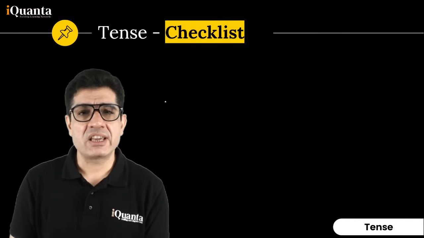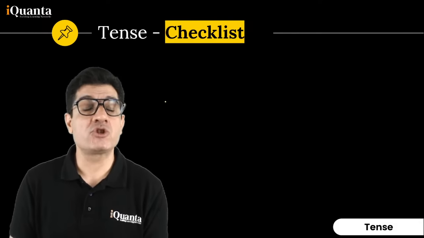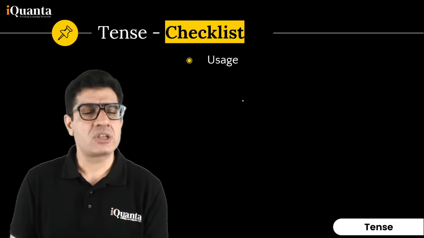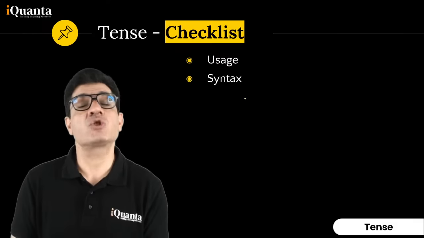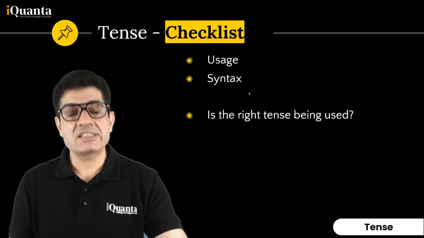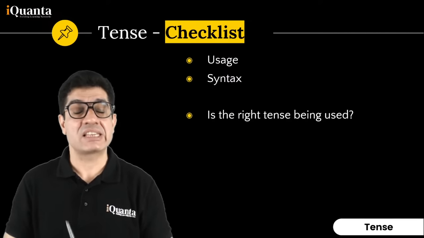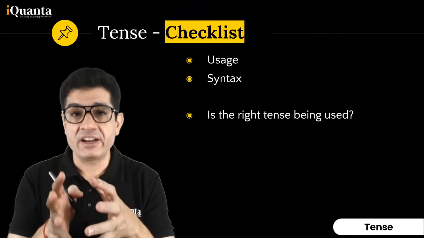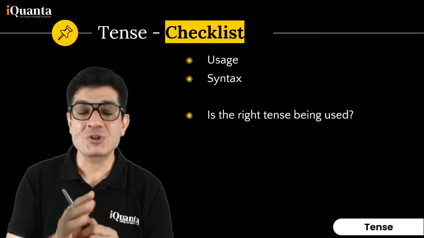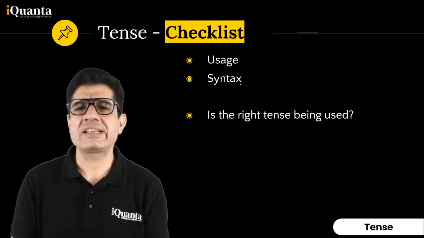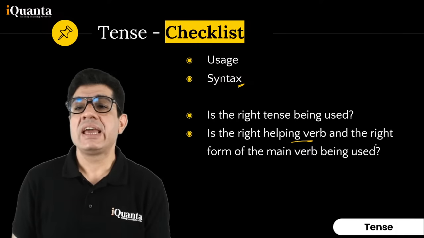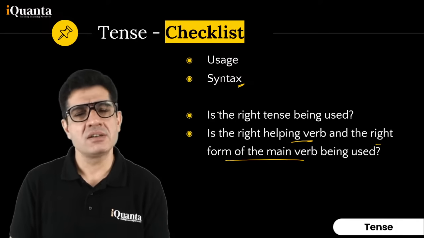Okay, so the checklist is, whenever you see a sentence and you want to be sure that the sentence is okay in terms of tense, you need to check two things. You need to check the usage and you need to check the syntax. In simplified language, check: is the right tense being used in this sentence? Is this sentence trying to convey an idea for which this tense is the right tense? Right? So you need to match that. That's the usage part. And the other part is syntax, which basically means, is the sentence using the correct helping verb and the correct form of the main verb in this particular sentence?